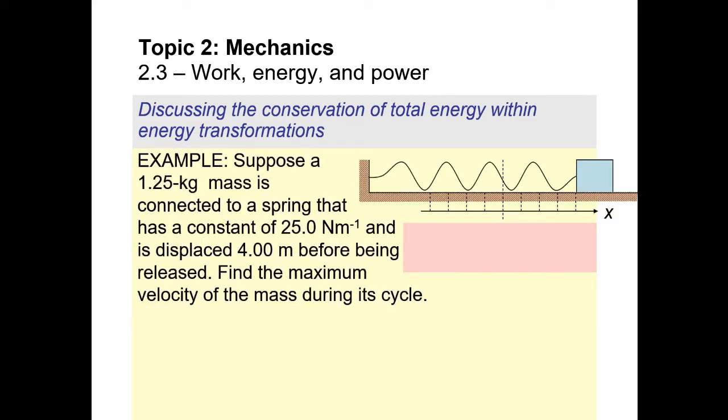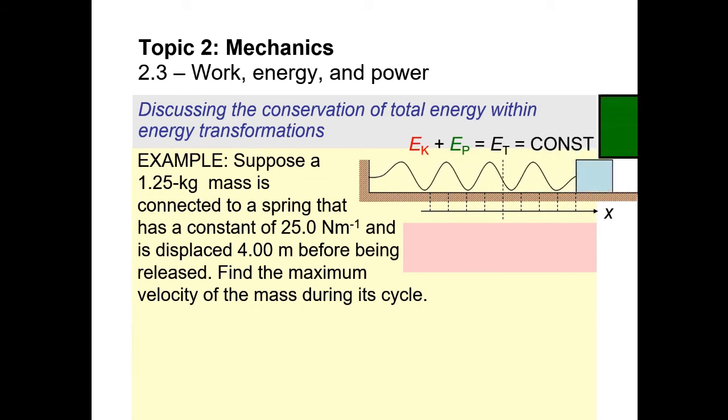Suppose that a 1.25 kilogram mass is connected to a spring that has a spring constant of 25 Newtons per meter, and is placed 4 meters before being released. Find the maximum velocity of the mass during its cycle. So this is maximum elastic potential energy. Then when it turns completely red, it reaches maximum kinetic energy.